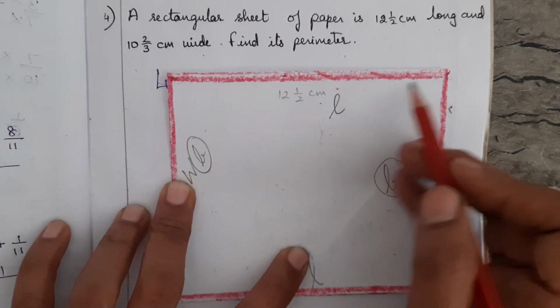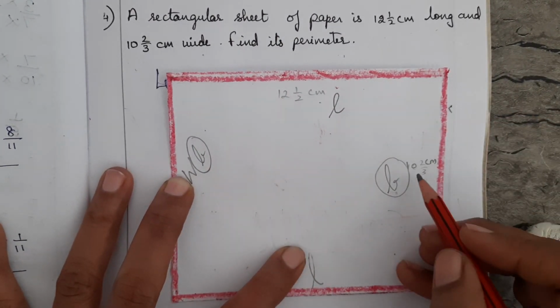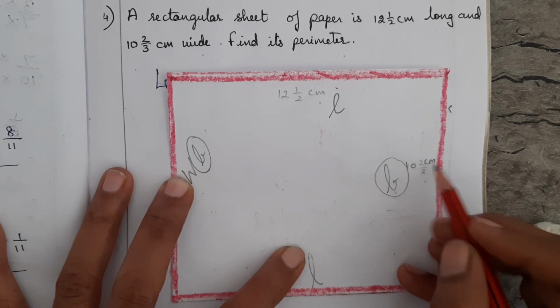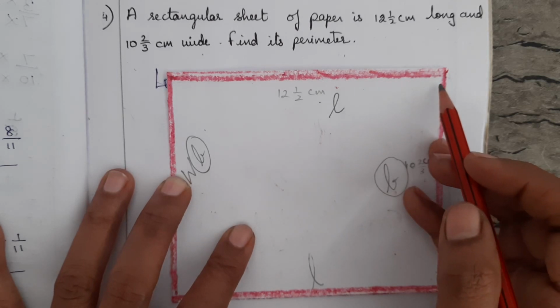Now what is the length given? 12 1/2 centimeter. And what is the breadth given? 10 2/3 centimeter. We need to find the perimeter of this rectangle. So how can we find the perimeter of this rectangle?